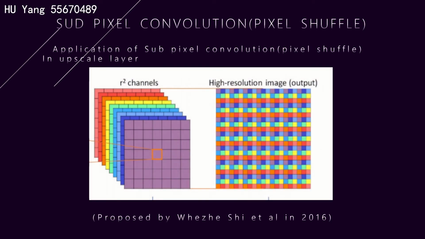In upscale layers, we use subpixel convolution, also called pixel shuffler, which is an ingenious upsampling method. Compared with the previous common upsampling algorithms, this approach has a significant improvement in both speed and quality. Here, this graphic shows how subpixel convolutions improve the input images' resolution.